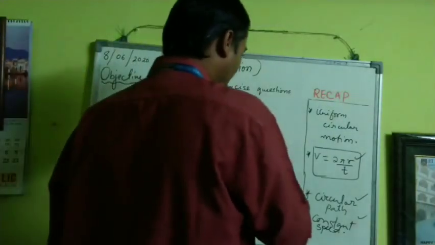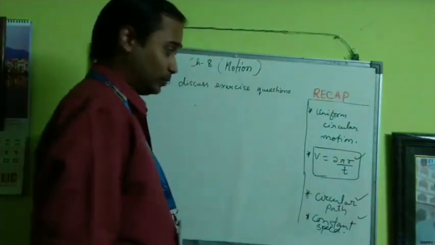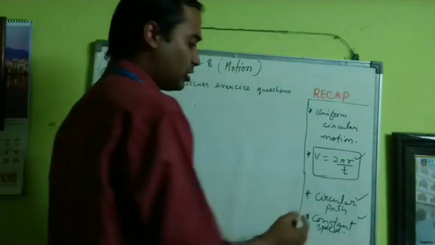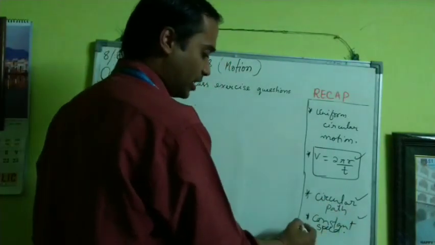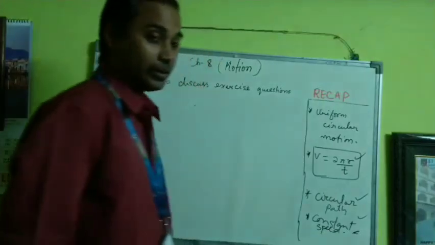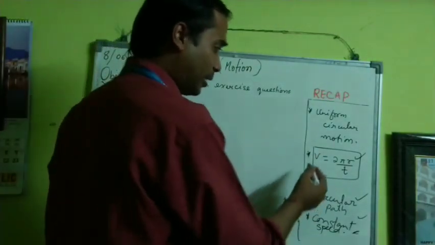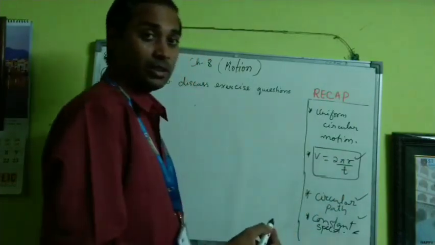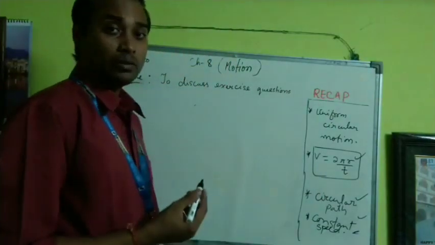Yesterday we discussed uniform circular motion, and some of its characteristics, such as it should have a circular path and also the speed should be constant. Then finally we also came across the equation v equals 2 pi r by t. This equation is used to find speed in a circular path.